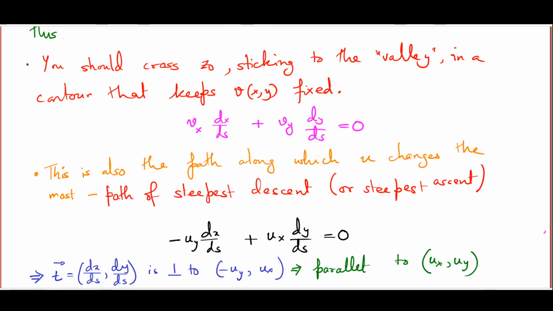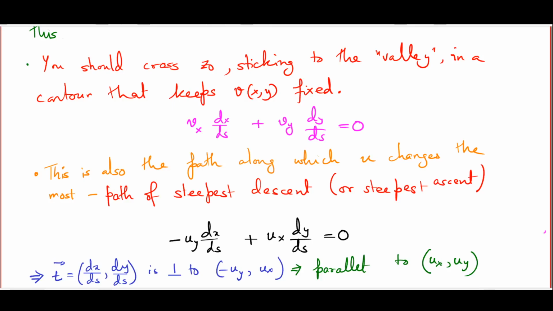Of course, this implies that as you move along the contour on the xy plane, vx dx/ds plus vy dy/ds, which is the rate at which v changes as the parameter along the curve changes, has to vanish. Now, this tells us that our contour cannot move in an arbitrary direction. It has to move in such a way that dx/ds and dy/ds, the components of the tangent to the contour, is actually perpendicular to this vector formed by vx and vy.